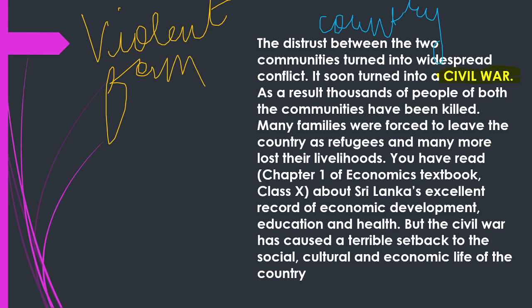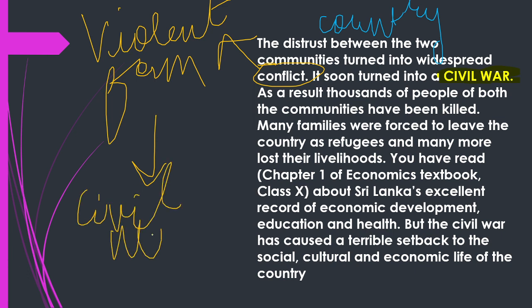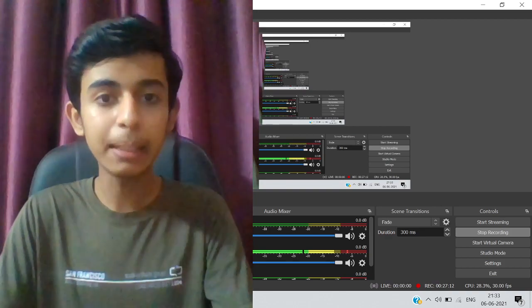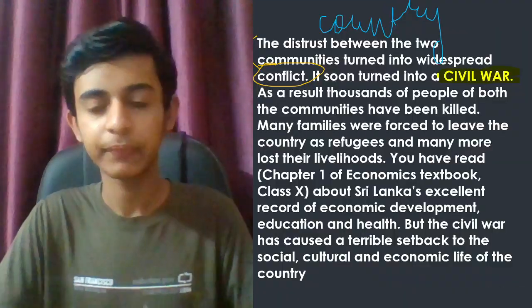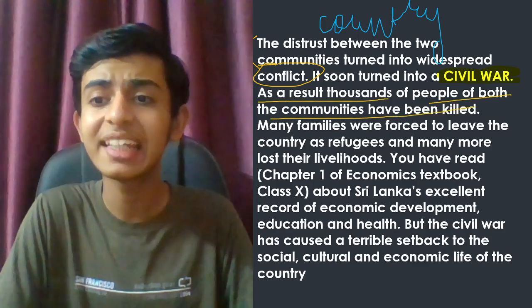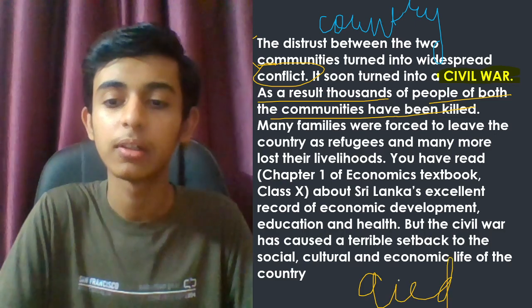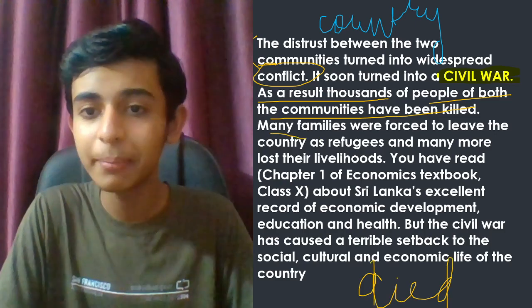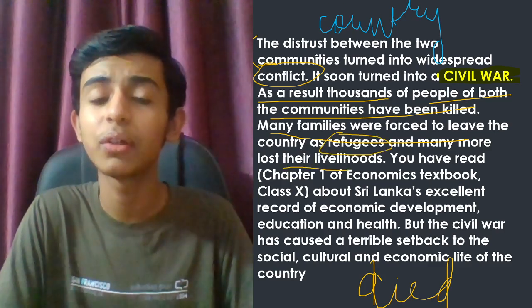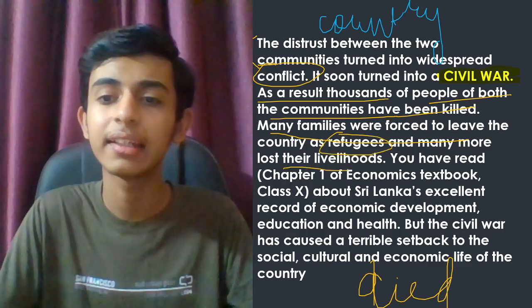these conflicts, whenever they're going to take the violent form, then these conflicts will turn into a civil war. Civil, the war between the citizens of a country. Okay, the war between the Sri Lankan people and the Tamil people. The war between them. Clear? See, as a result, thousands of people of both the communities have been killed. They died because of the war. Many families were forced to leave the country as refugees, and many more lost their livelihoods. They lost their homes, everything.